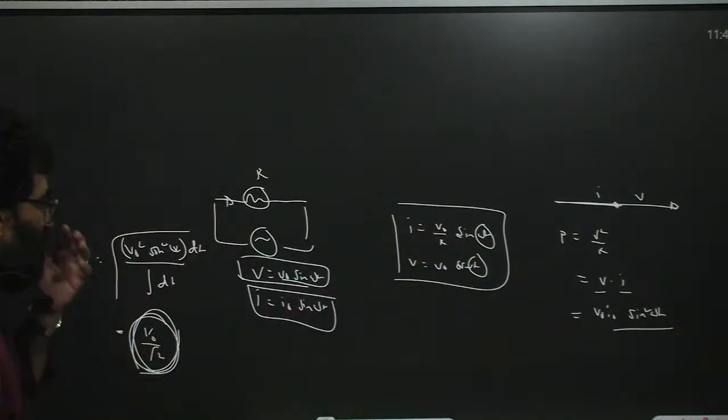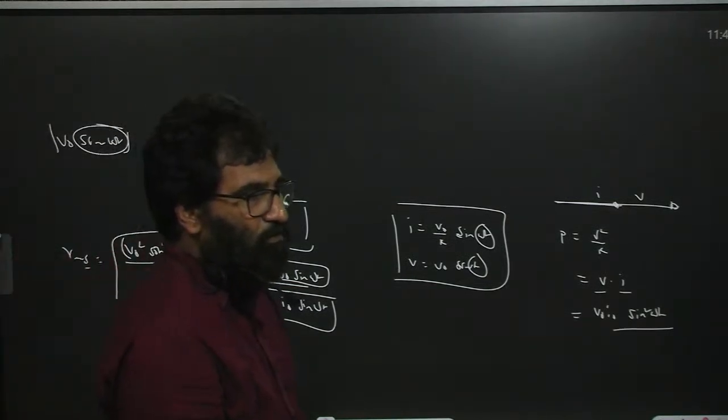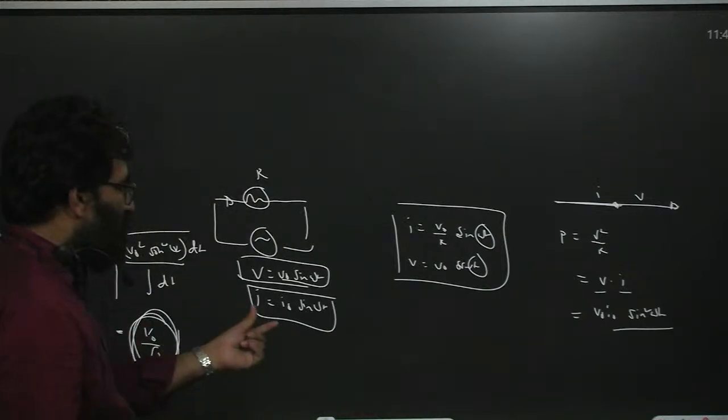So what is the mean value? The average value is over a half cycle. For V naught sin omega t, the average over the full cycle is 0, because the average of sin omega t is 0. The average of sin square omega t is 1 by 2.